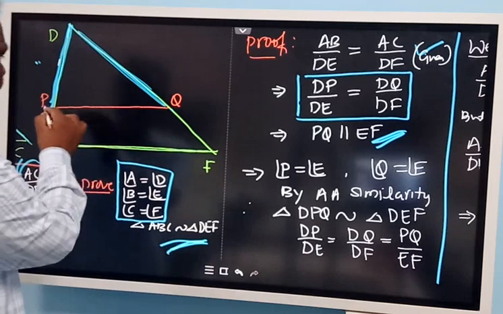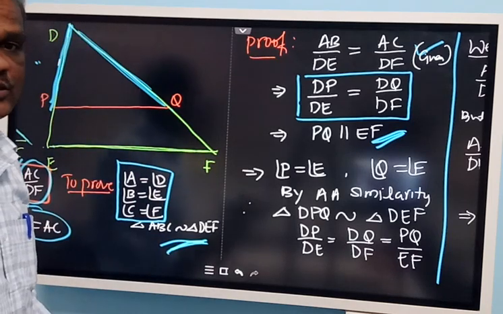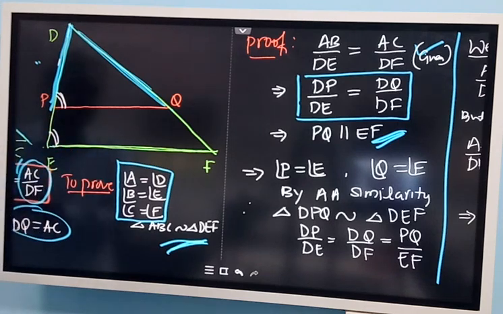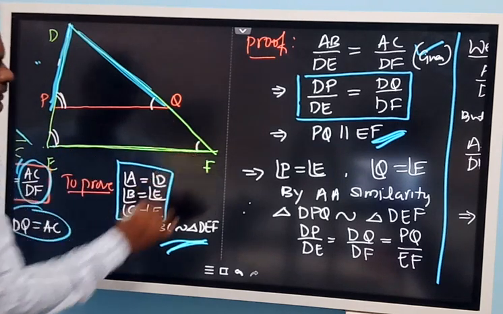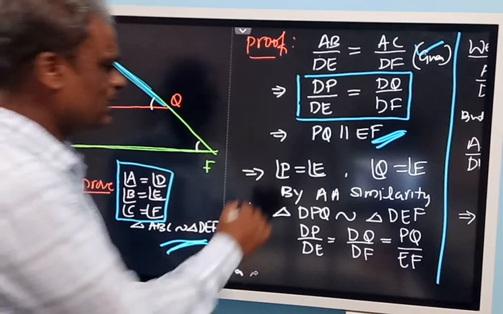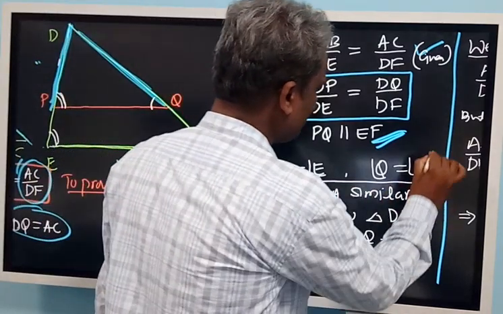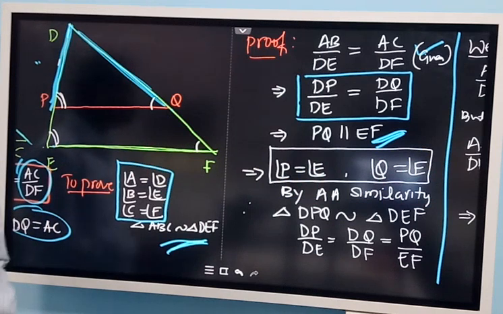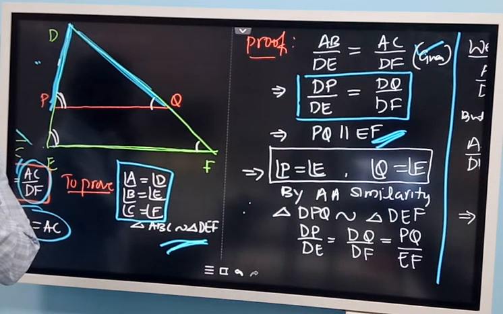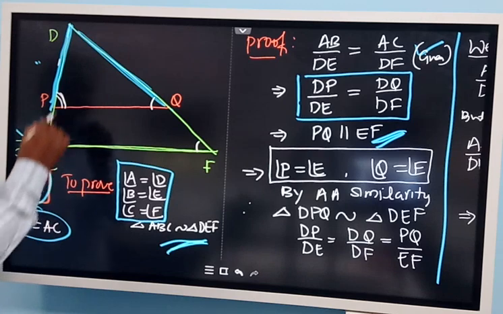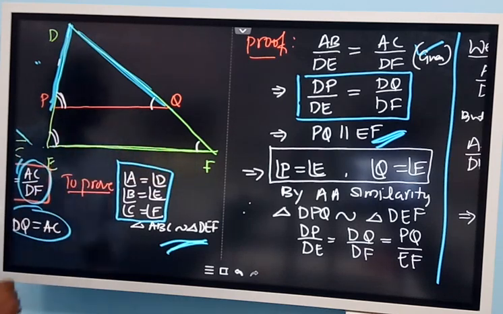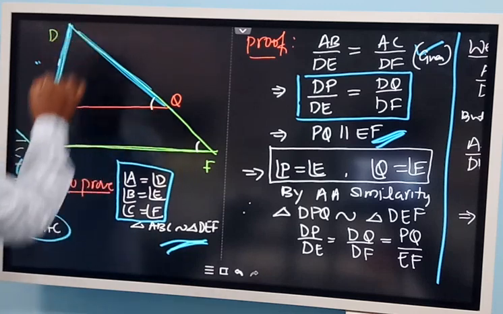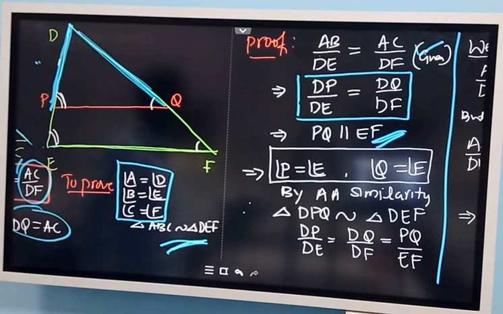So if PQ is parallel to EF, I can write the corresponding angles are equal. So this angle will be equal to this angle. Similarly, this angle will be equal to this angle because corresponding angles are equal. These two angles are taken equal. Are you following? Yes, sir. Okay. Now you tell me whether these two triangles are similar or not by AA similarity.